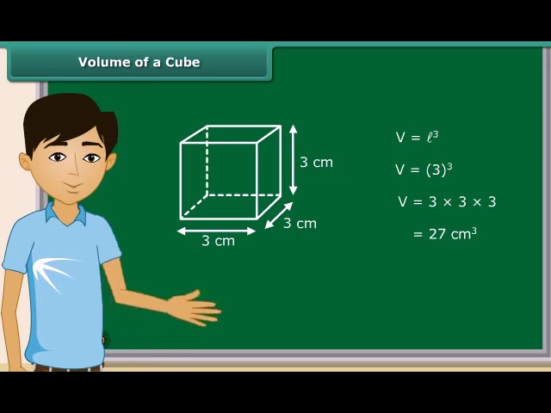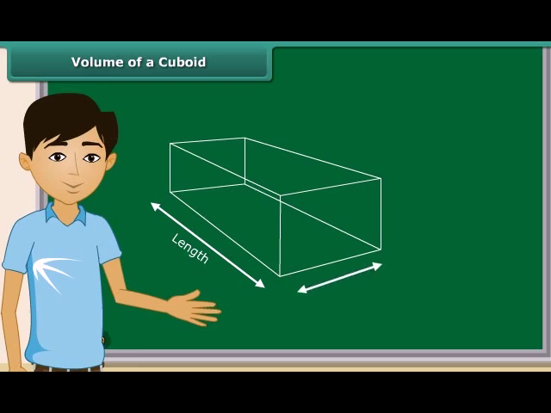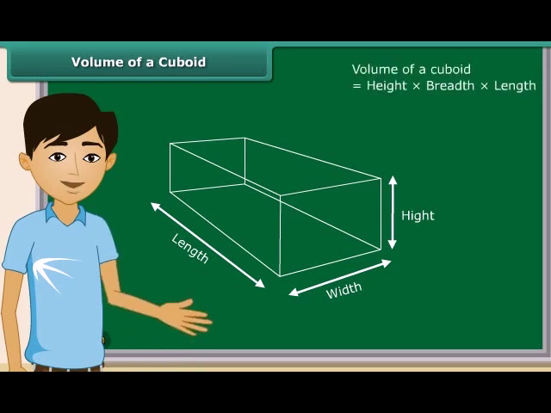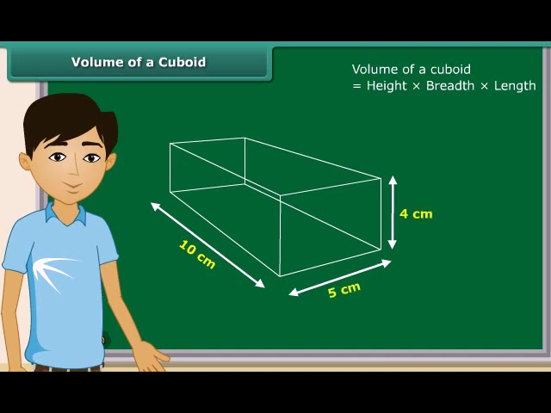Look at this cuboid. We know it's a three-dimensional shape having dimensions length, breadth, and height. It's very simple and easy to calculate the volume of a cuboid. Just multiply height, breadth, and length of the cuboid and you will get the volume of a cuboid. Let us work out the volume of this cuboid.